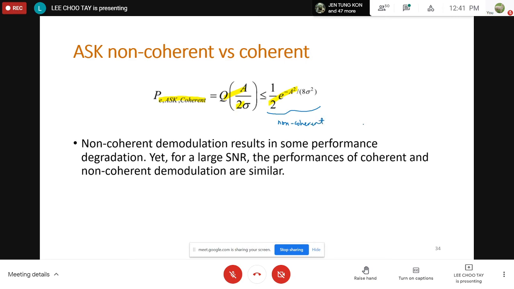So non-coherent detection has slightly worse performance in terms of probability of error compared to coherent detection in ASK. However, if A over sigma is large, that is for large signal to noise ratio, these two numbers are very close to each other. Therefore, the non-coherent detection method can work fairly well as well, but that is only true for large signal to noise ratio.